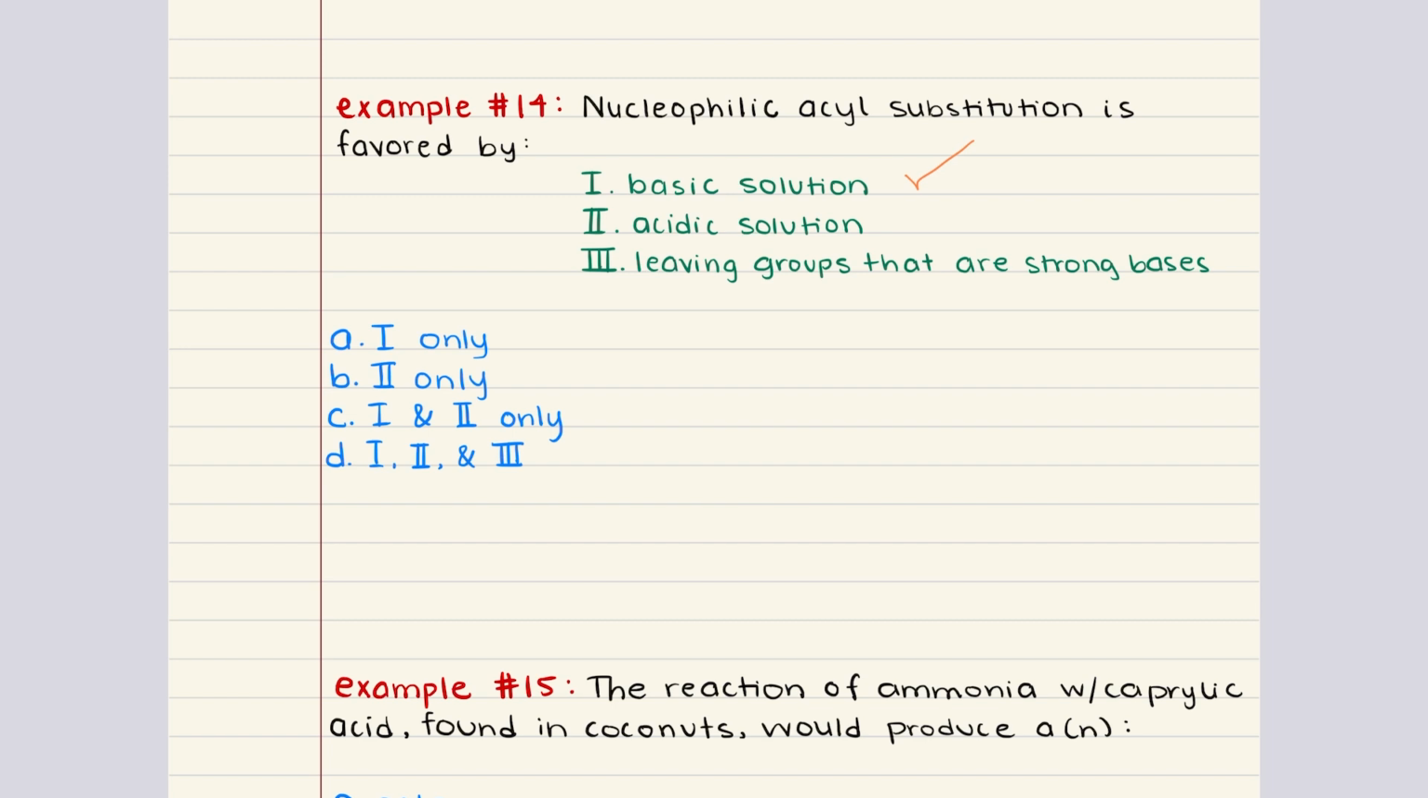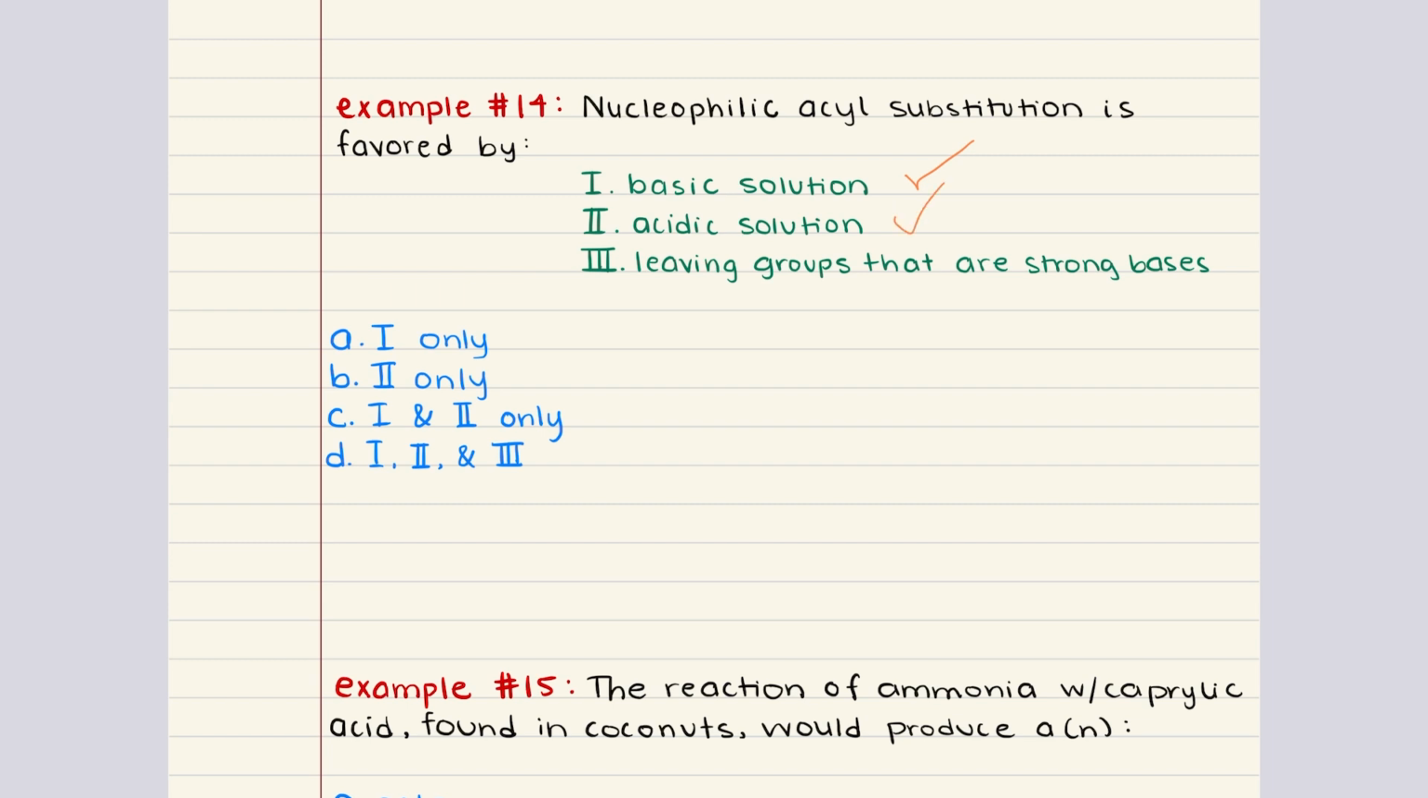Statement 2 says acidic solution. Even though a basic solution can favor nucleophilic substitution, an acidic solution can also promote the reaction, but through a different mechanism. In an acidic environment, the carbonyl oxygen can become protonated, making the carbonyl carbon even more electrophilic and more susceptible to nucleophilic attack. So acidic conditions can also favor nucleophilic acyl substitution. Statement 2 is also correct.